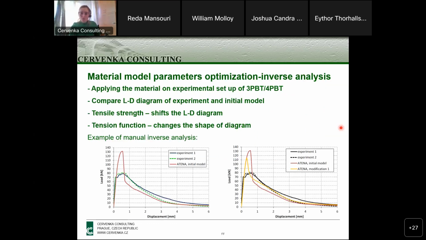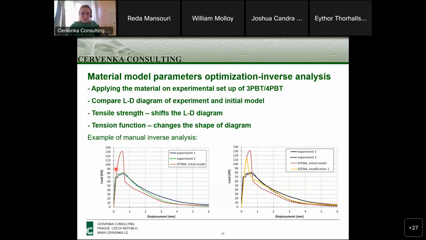When we talk about modifying, it means doing basically inverse analysis, where you have to model your setup for bending testing, and then you compare the load displacement diagrams from experiment and from the model. Here you can see the experimental results, and there is the initial model from ATENA when you are running your model, when you are simulating the experiment.